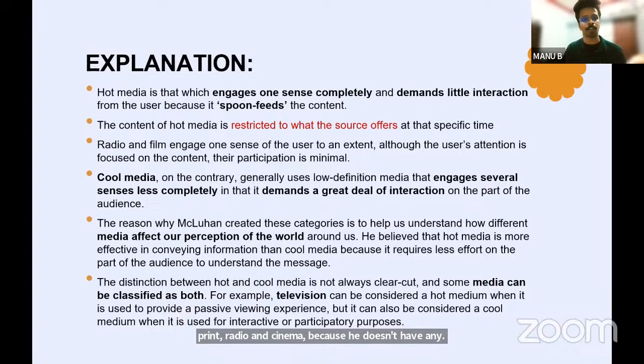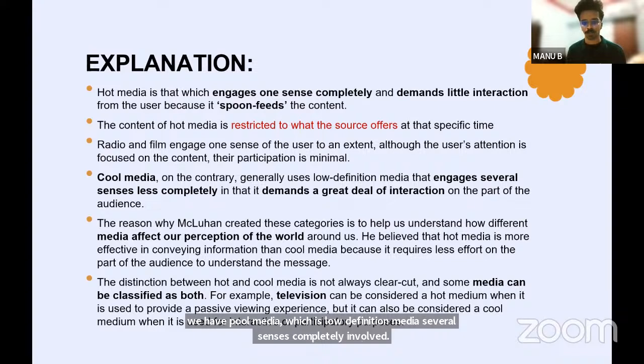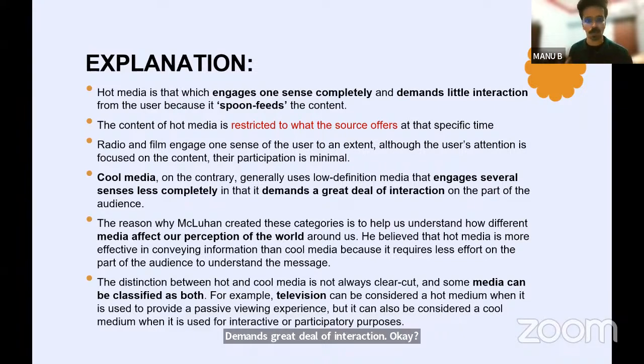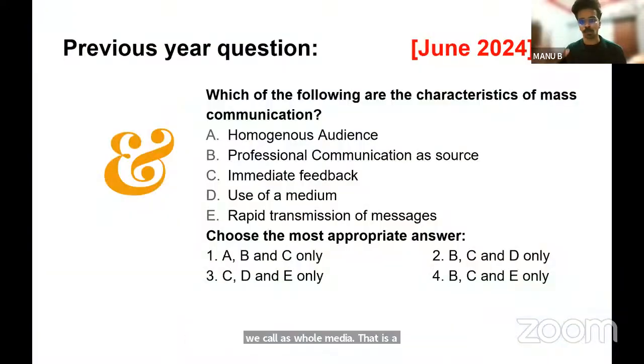Meanwhile, we have cool media, which is low definition media, with several senses completely involved, and it demands a great deal of interaction. So that is what we call cool media. That is the difference between hot media and cool media.